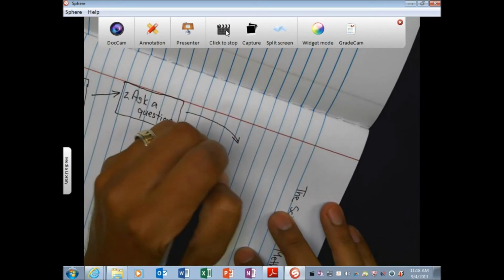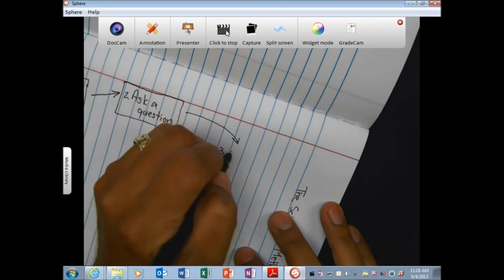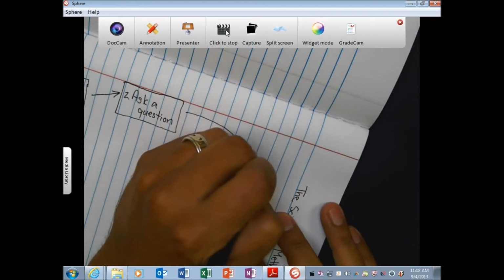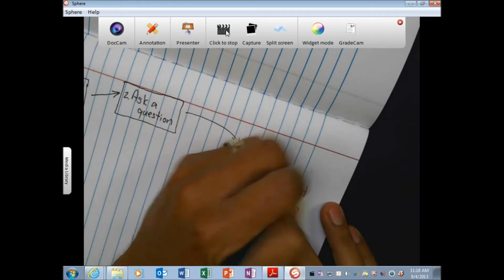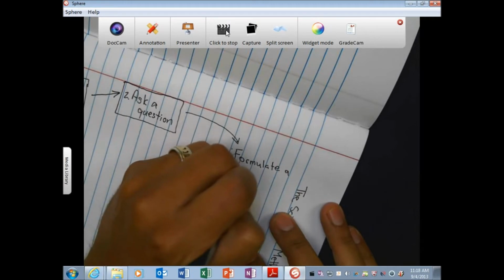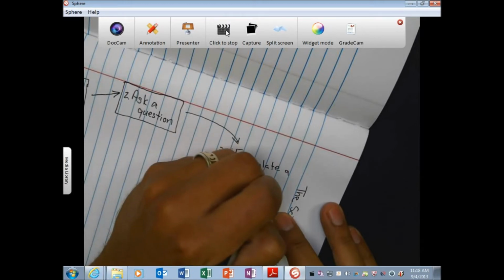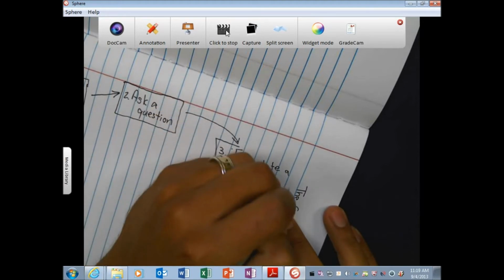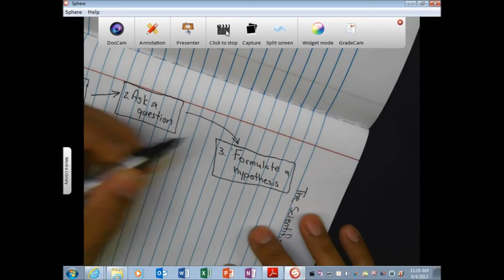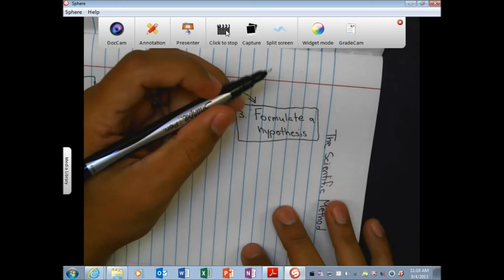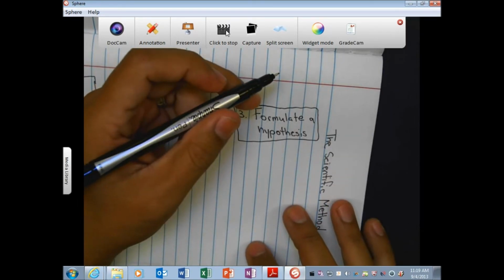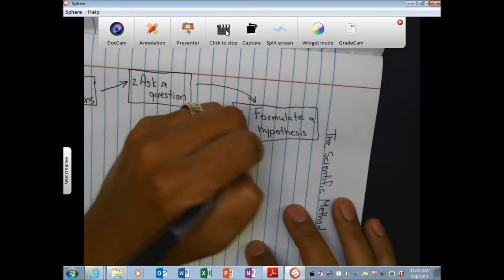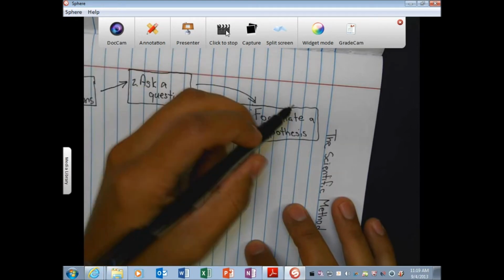So, based off those observations, and then I have that question, I'm going to formulate a hypothesis. That would be our next step, which is step 3. So my hypothesis is that if my girlfriend keeps spending so much time with my friend, and texting and talking with them, then she's probably cheating on me.